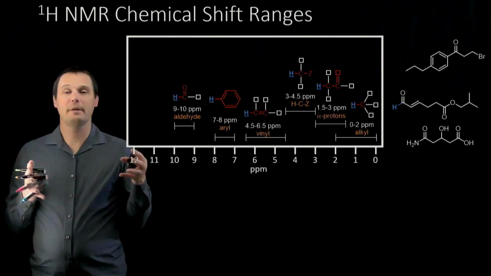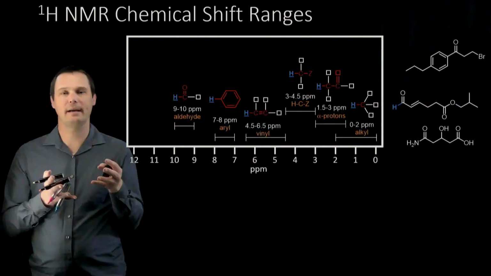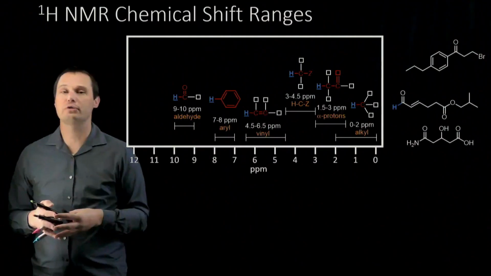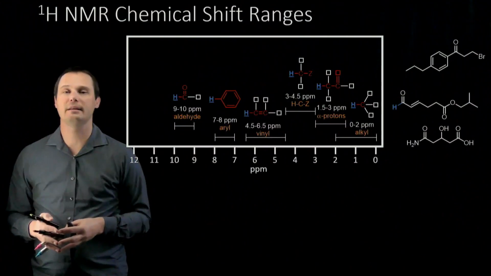Aldehydes fall in the range from 9 to 10 parts per million. These are hydrogens directly attached to a carbonyl as part of the aldehyde functional group. We have an example of that in the structure over there. The hydrogen directly attached to that carbonyl is the aldehyde and will appear between 9 and 10 parts per million.